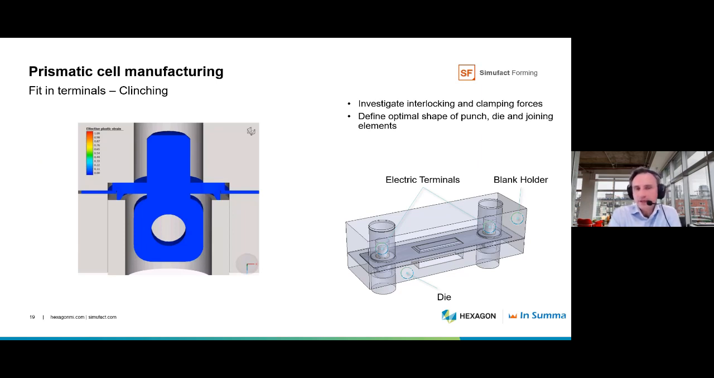You can simulate clinching, and you can try to analyze what kind of geometry of tools you need to be able to get the optimum mechanical joining with reasonable interlocking, maybe how to increase that interlocking to have a strong mechanical connection, and then maybe do some kind of optimization loops here to understand what would be the most optimum geometry of the tools in this case.